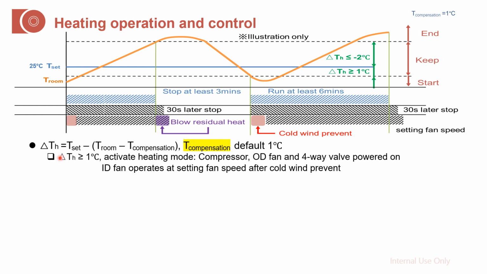For the relation among the delta TH, T set, and T room, just like this, we add a T compensation here, and this one is how far away from the T set. So, for example, if the delta TH meets this requirement, it will recover or restart the heating mode, which is to turn on the compressor, outdoor fan, and four-way valve.